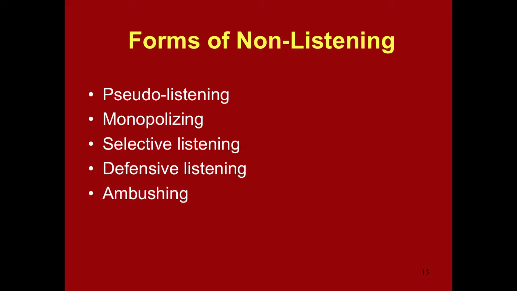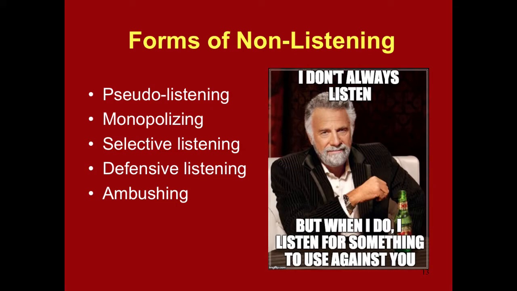Lastly, ambushing is listening carefully for the purpose of attacking the speaker. It involves very careful listening, but the motivation is not to understand the sender's message. It is to twist their message and use it against them. People who engage in this type of listening arouse defensiveness in others. Can you think of someone who may use this skill in their favor? If you're thinking of a lawyer in a courtroom, you're absolutely correct.